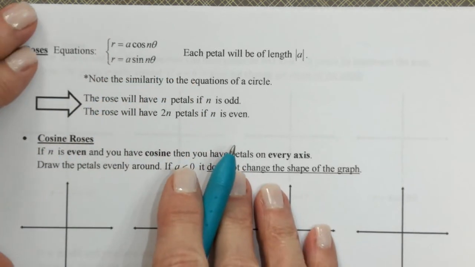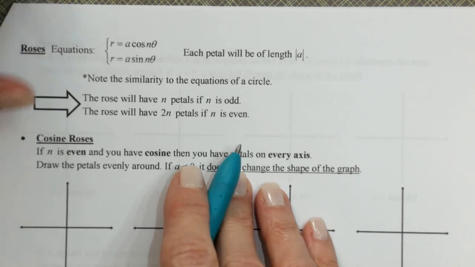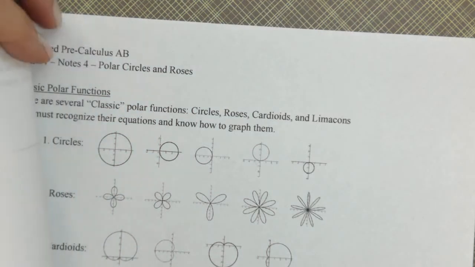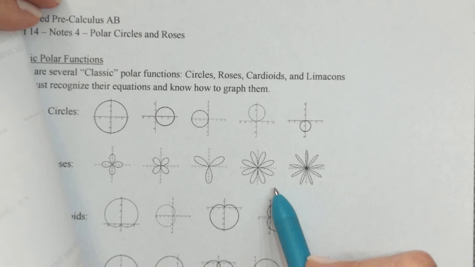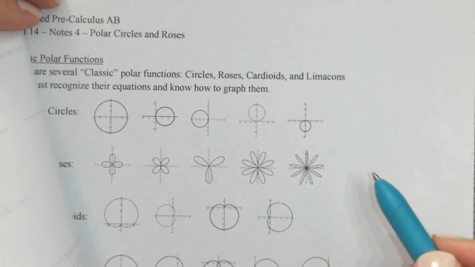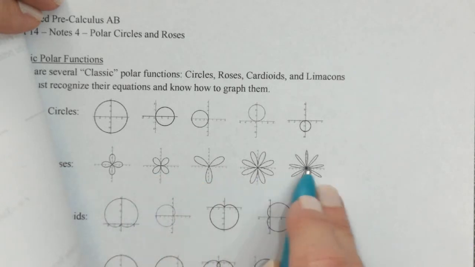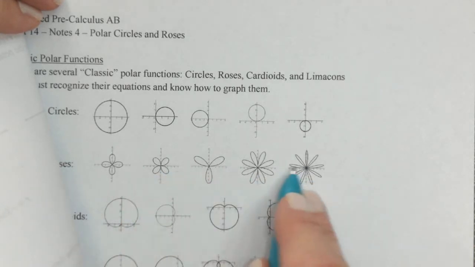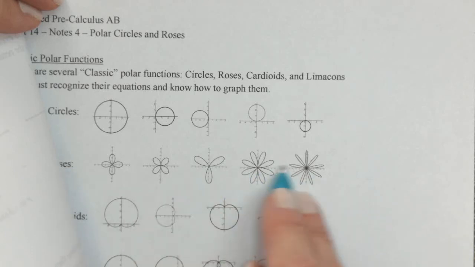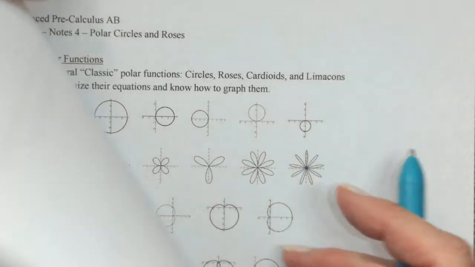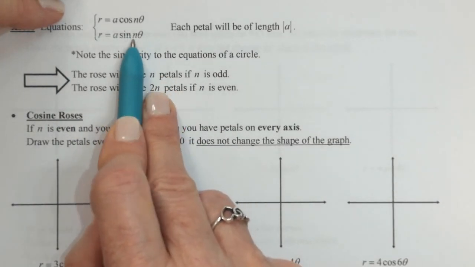Alrighty. So here's how you graph a rose. They call them roses. To me they look more like daisies, but they don't call them daisies. They call them roses. I don't know why. So first of all, we have the number of petals, or you can call them loops or petals, I don't care, but the number of petals. Okay? This number will determine how many petals you have.